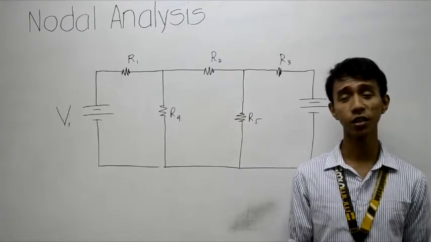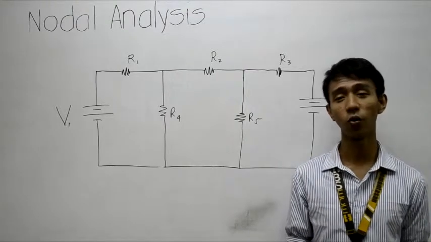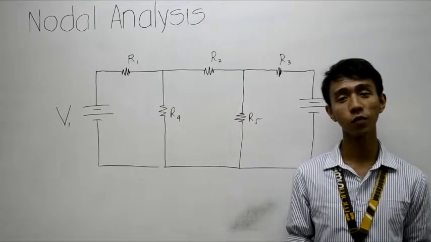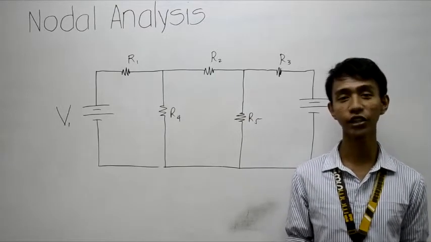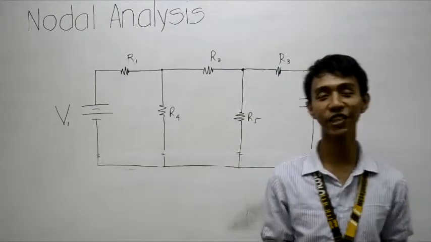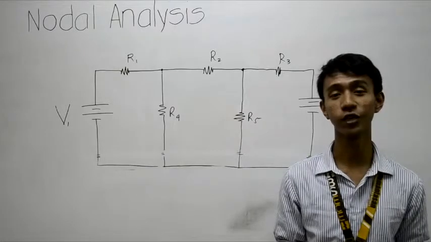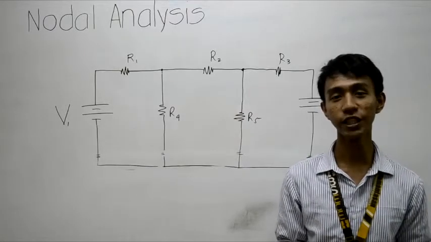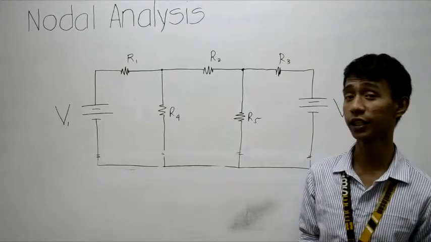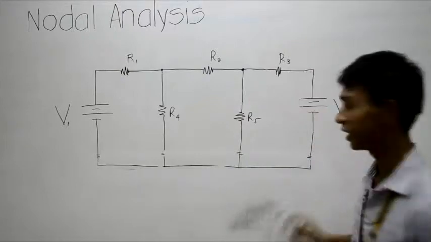Nodal analysis uses KCL, or Kirchhoff's current law, while on the other hand, mesh analysis uses KVL, or Kirchhoff's voltage law. So, we are actually given a circuit here. Using nodal analysis, we must follow 3 steps. The first step is to determine how many nodes there are in your circuit. So, there are 1, 2, and 3.